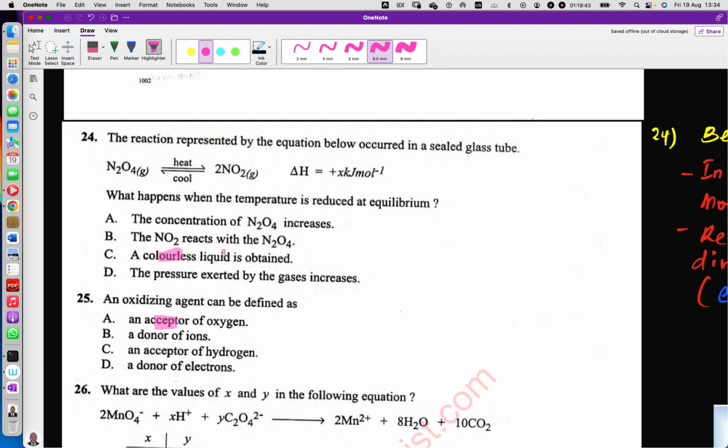NO2 reacts with this. No. C, a colorless liquid is obtained. No. The pressure exerted by the gas increases. Our right answer is supposed to be A.